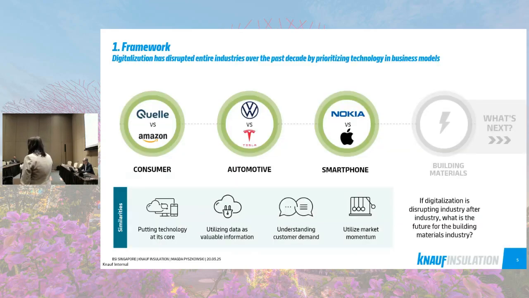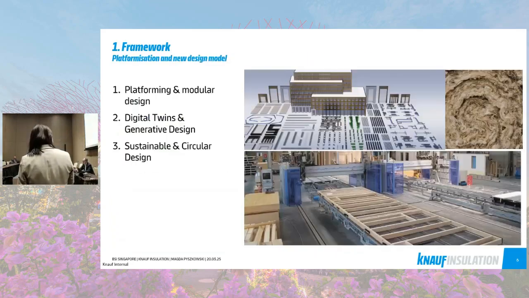So of course, in this slide, you can see a lot of different businesses change because of or thanks to technology, thanks to data. But I think what is common for them is that they put the technology at their core, that they utilize data as valuable information, and they really understood the market demands and used the momentum. So for us, the question is also how we, as Knauf Insulation, shift our way of doing business, and how we can use this momentum and everything around it.